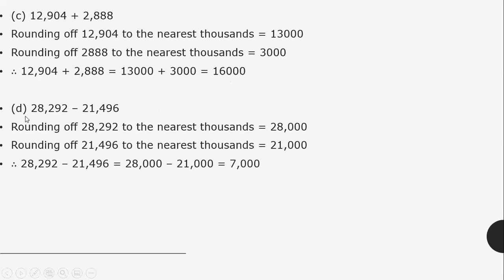So last question, 28,292 minus 21,496. In this question, you will find out the approximation value. First step, 28,292 can be rounded off to 28,000. 21,496 can also be rounded off to 21,000, as these values are lesser than 500. So the thousands place value will remain unchanged. So 28,000 minus 21,000, simply we will get an answer 7,000, which is a reasonable difference estimate.